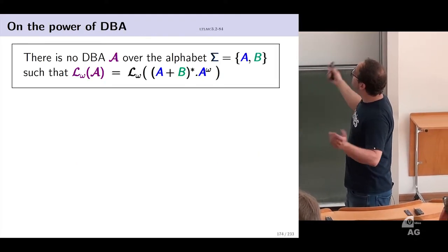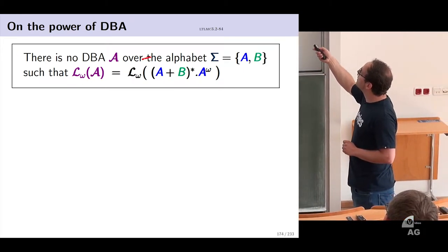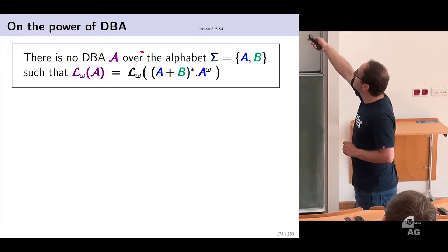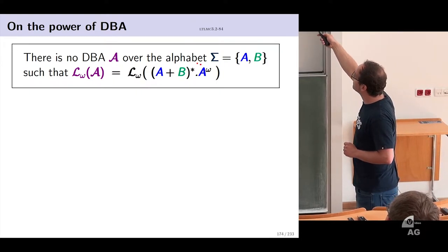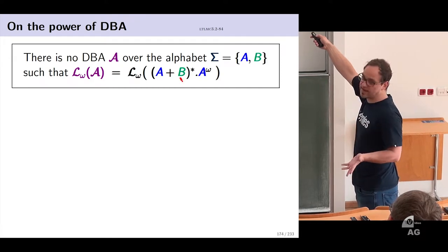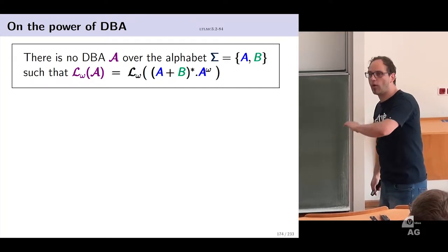The theorem for this is saying that there is no deterministic Büchi automaton over the alphabet A, B such that the language recognized by this DBA is exactly the language characterized by this omega regular expression, saying I can read an arbitrary prefix of A's and B's, but at some point I need to decide from now on only A's.